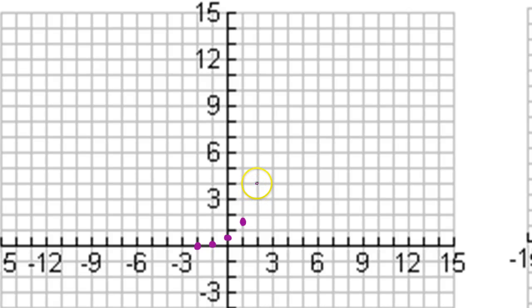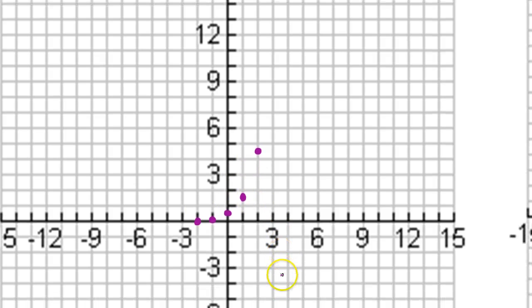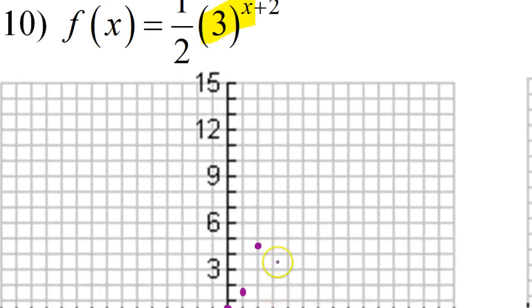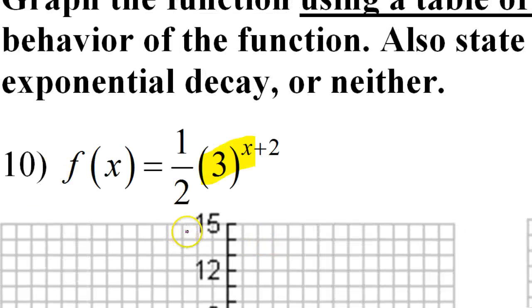So here's 4.5. Those are the 5 points you should have graphed. Do not connect those dots, just leave that as a skeleton. So what we need to do now is we need to do the H and the K, or any shifting that there is. This one has an H, but no K.